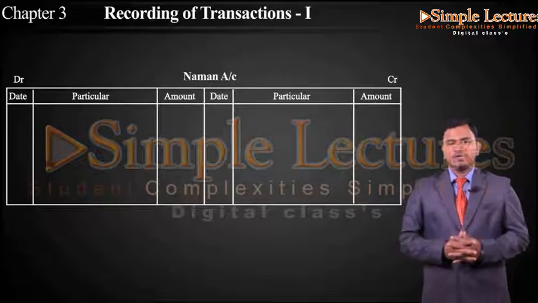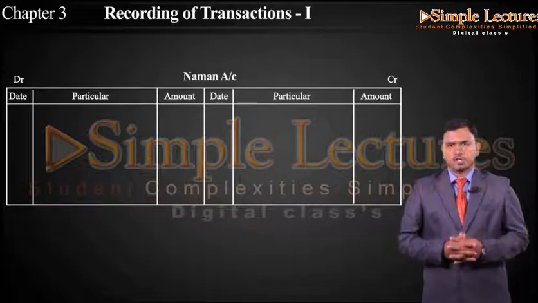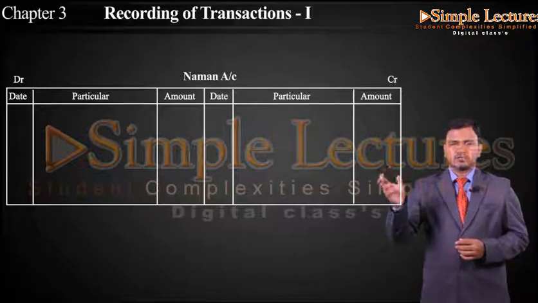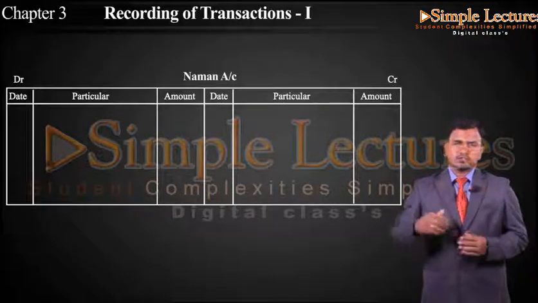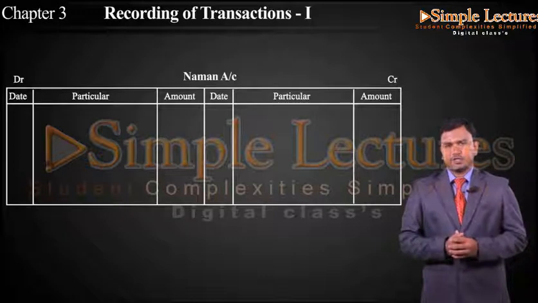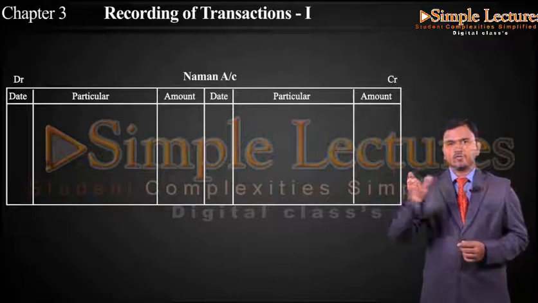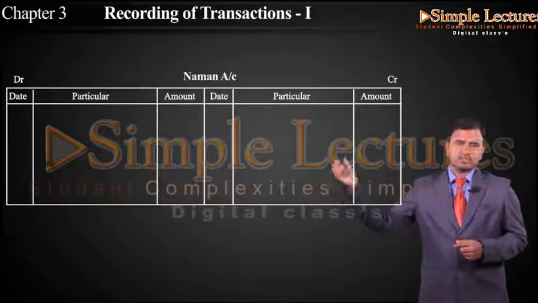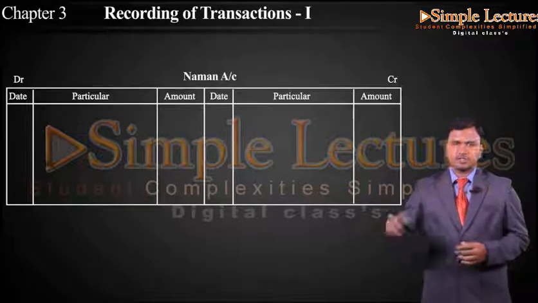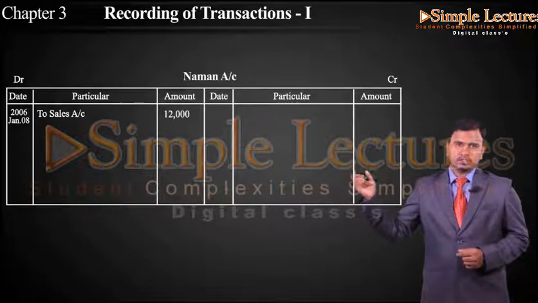So now coming to Jan 8, we have a transaction where Naman account debtor to sales account 12,000. So where we have a sale which was done with the Naman, where the amount is 12,000. So now Naman account was debited in the journal. So this entry will be posted to the debit side of the Naman account. So the date will be Jan 8 to sales account 12,000.